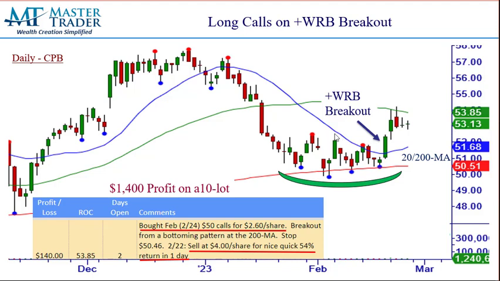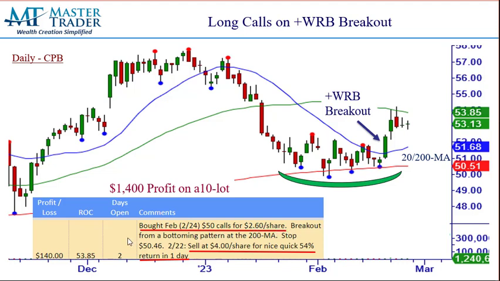So if you bought 100 shares of the underlying stock, that would be $5,250. If you bought one call contract, the $50 calls, that gives you the right to buy the underlying on or before Feb 24 at $50. We're only paying $260 for that call option.